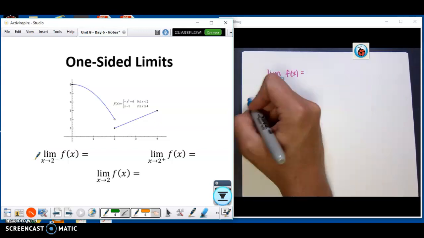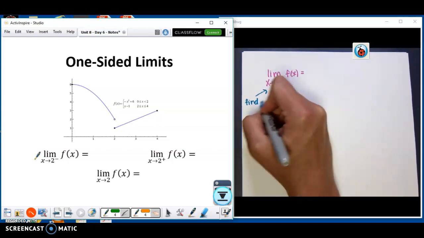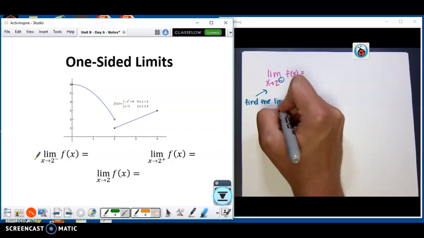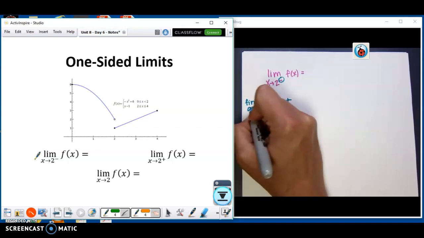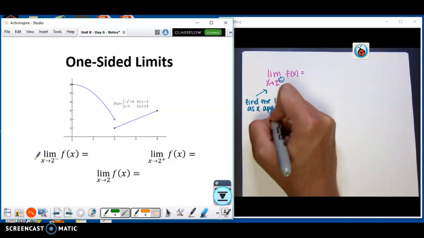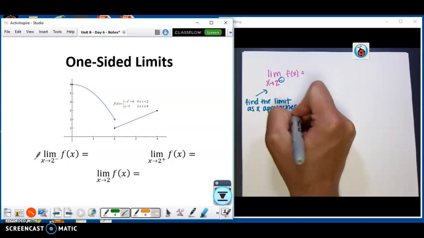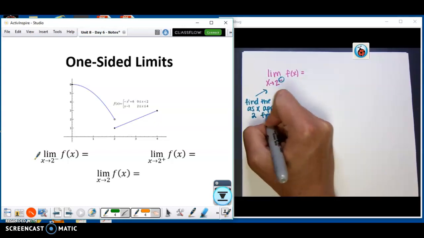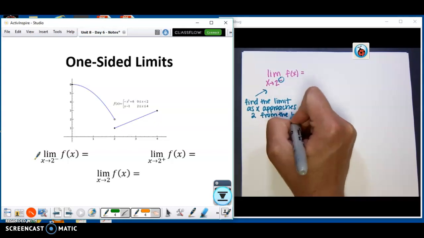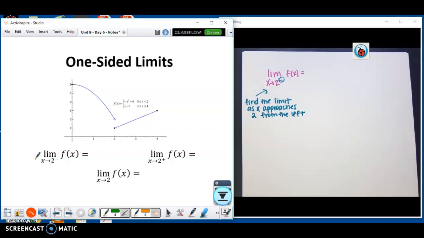So this means we want to find the limit as x approaches 2 from the left side. Okay, that's what that means. So we're going to come in from the left side.